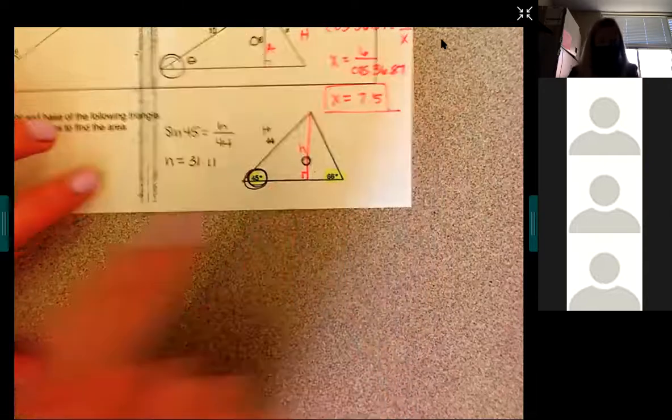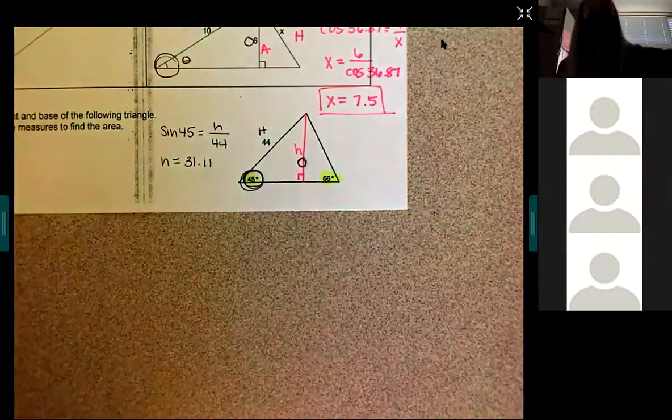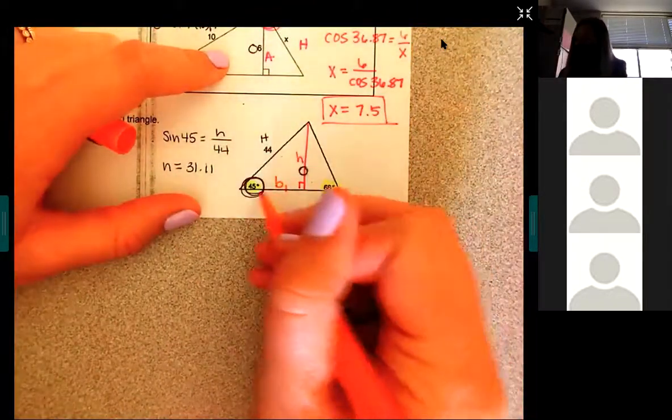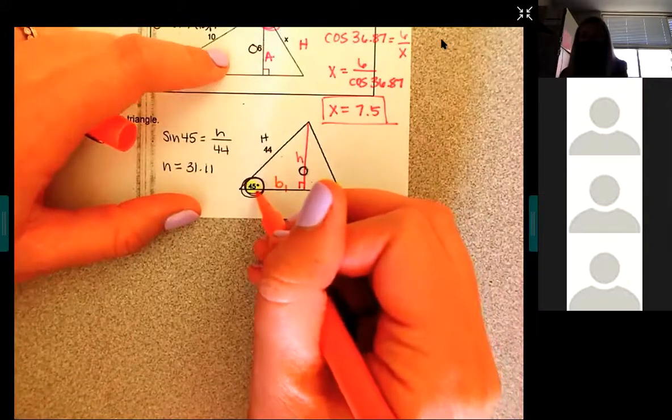Okay, so to find this base, I think I called it B1. I'm going to use a different color for y'all so y'all can see. So to find this side right here, base 1, I still used this angle.